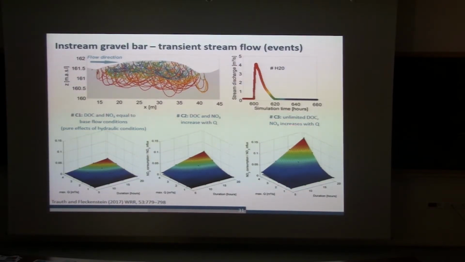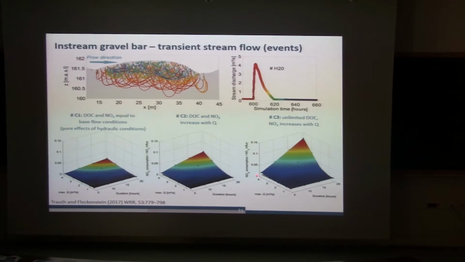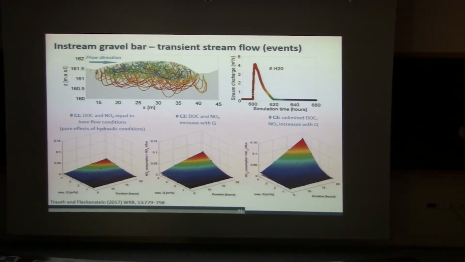And basically what you can see under each scenario is that if the duration of the flow event in the stream and the magnitude increase, then we also increase the denitrification efficiency by pushing the water into those reactive zones.